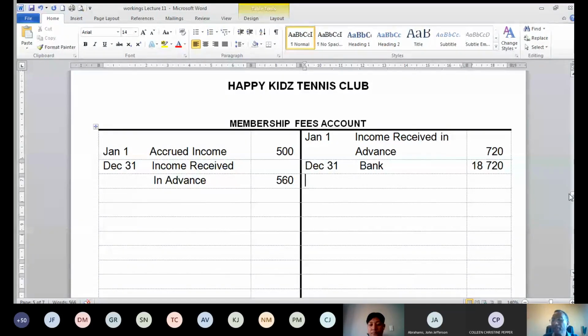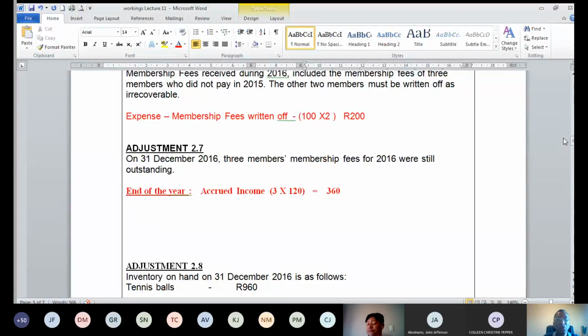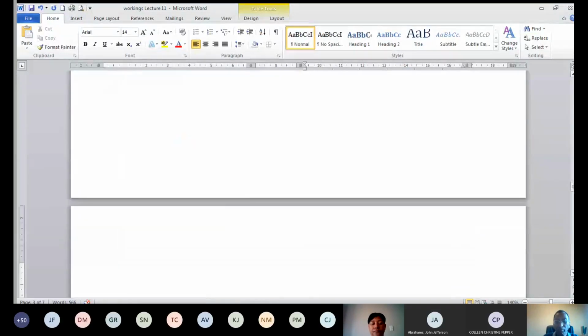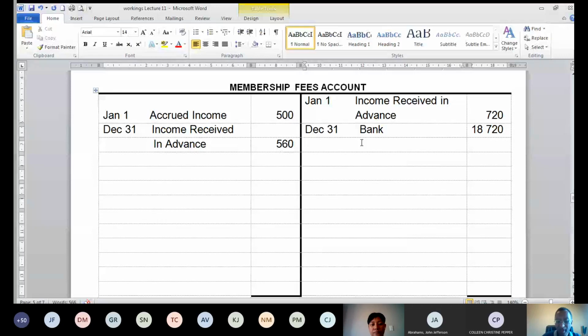2.6, guys, just go back to what we've worked out under 2.6. Under 2.6, we said that there was membership fees written off of 200 Rand. So membership fees written off is an expense. I debit my account membership fees written off. I credit my membership fee account with an account called membership fees written off. And remember that was the 2 members of 200 Rand.